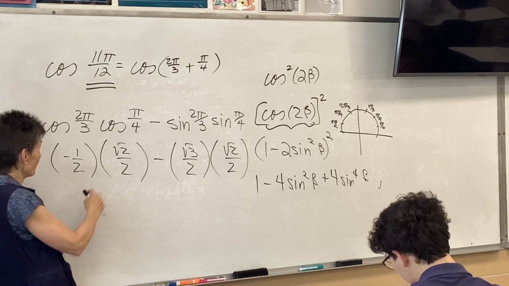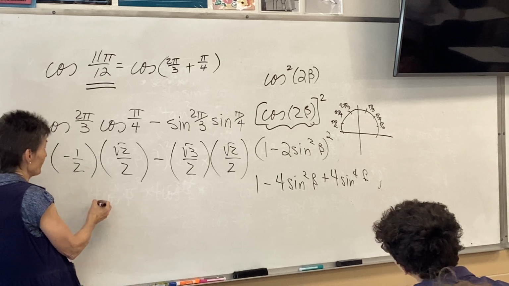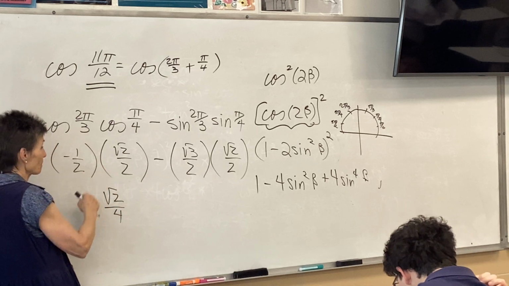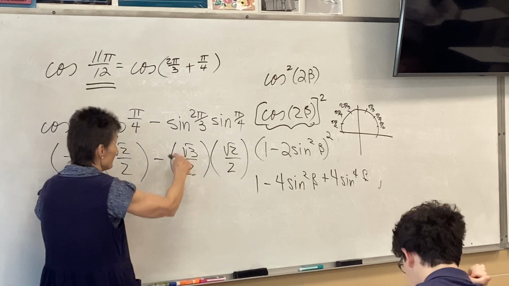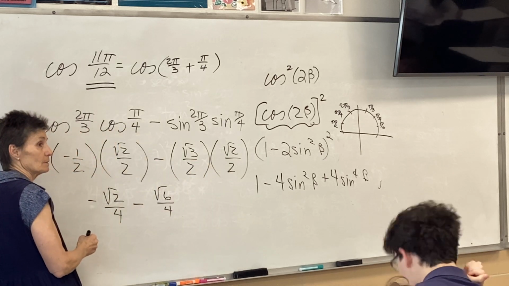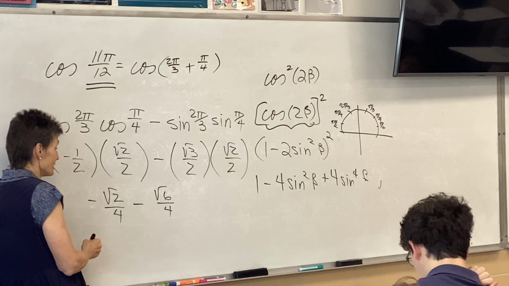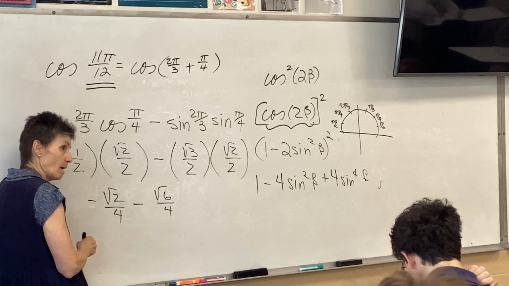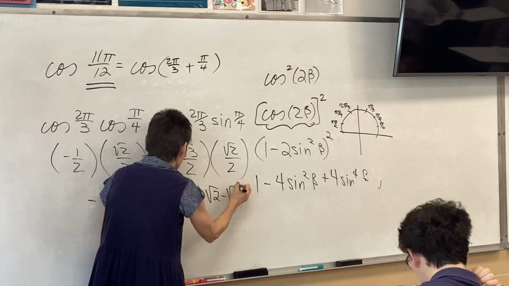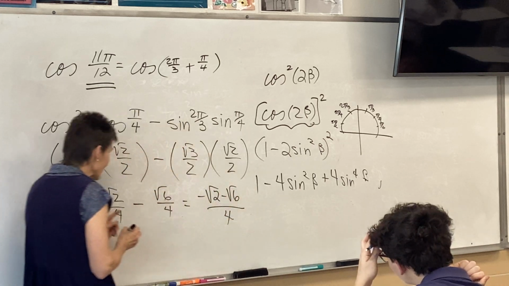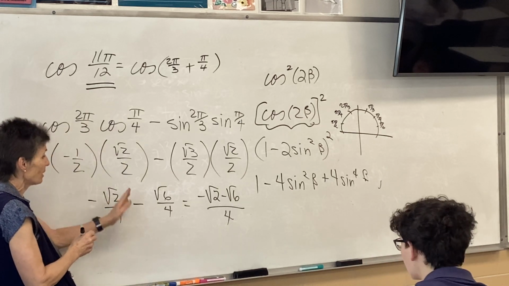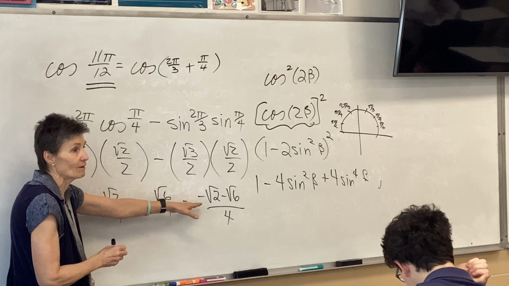Right? So now these two get multiplied. So that will be negative root 2 over 4, minus these two get multiplied, root 6 over 4. Since they already have a common denominator, we'll go ahead and put them together. They don't really simplify though, because you can't combine negative root 2 minus root 6. You just kind of have to leave them like that.